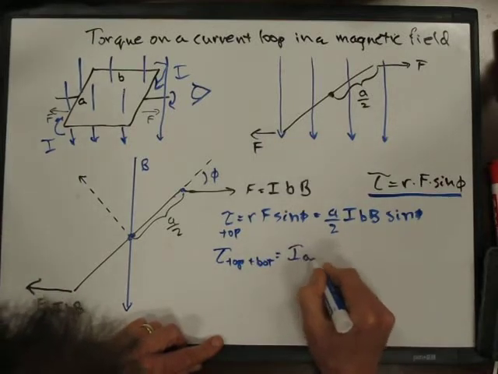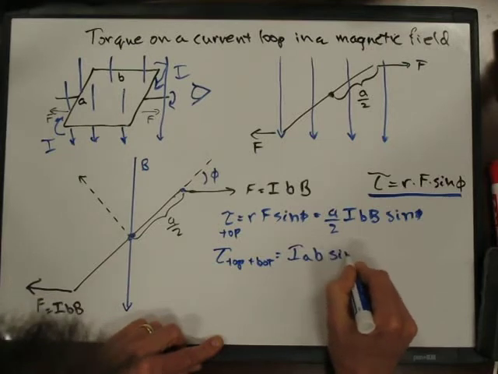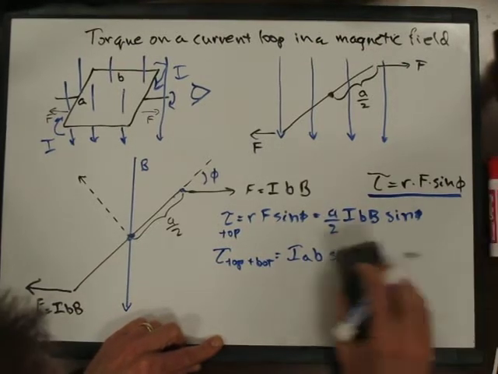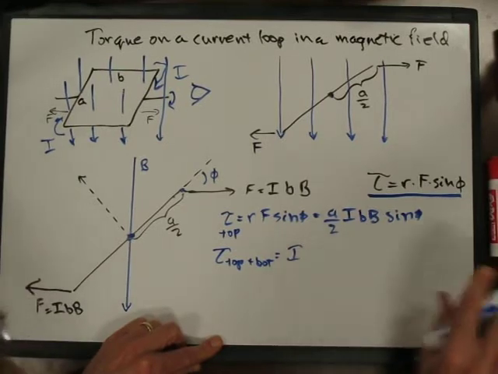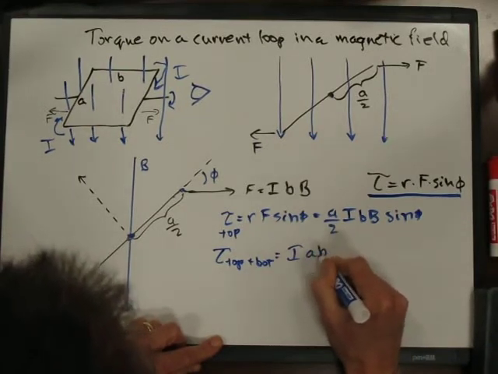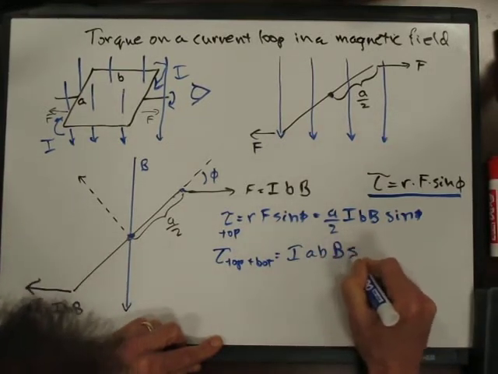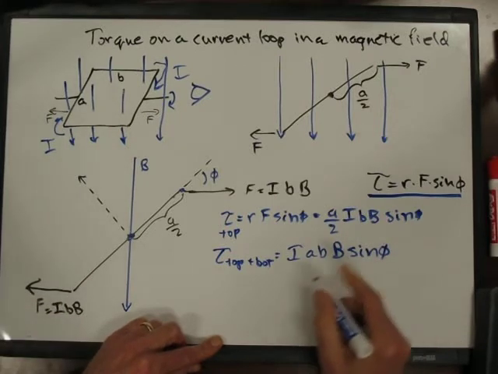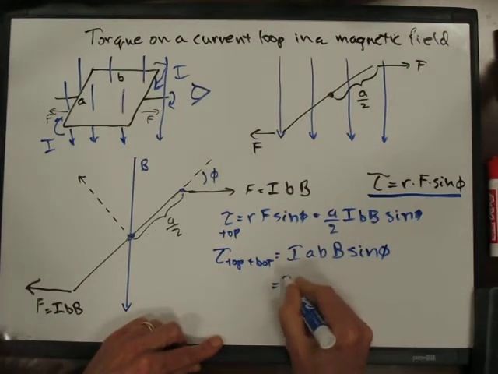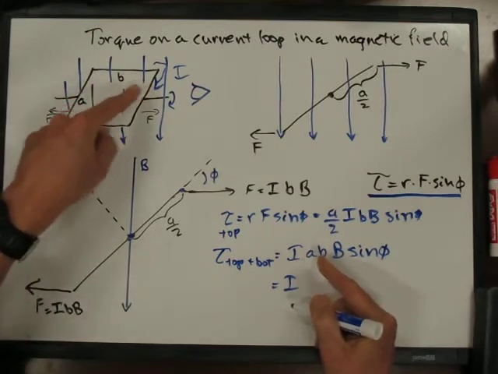It's I a b, sorry, write it better, a b times the magnetic field times the sine of the angle between them, and that's equal to I. a b is just the area of the loop.